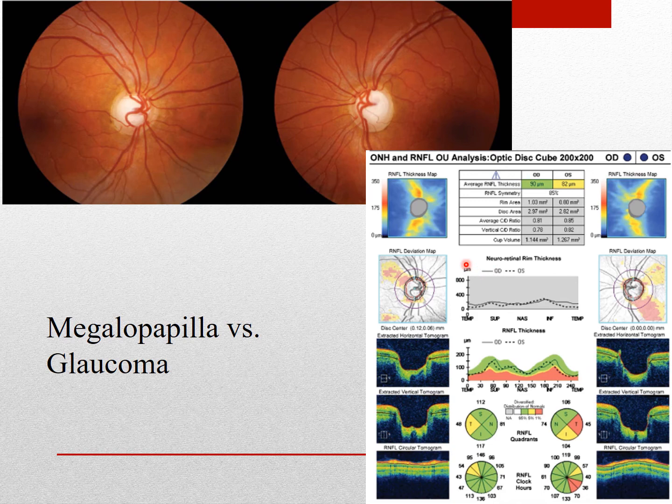figure it out. So looking here at the nerve fiber thickness map, you get that arcuate pattern like you should. Look at the deviation map, it's showing nerve fiber loss superior temporally and inferior temporally. Okay, so why is that? Well, let's look at the fundus photo.